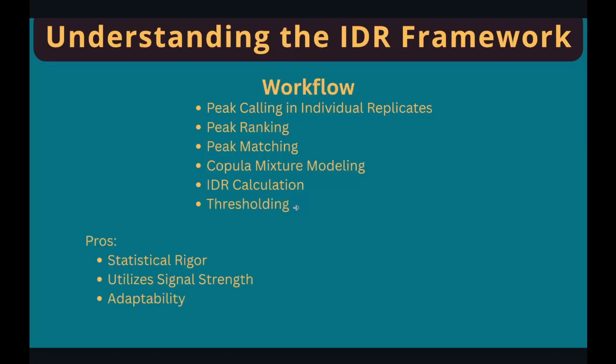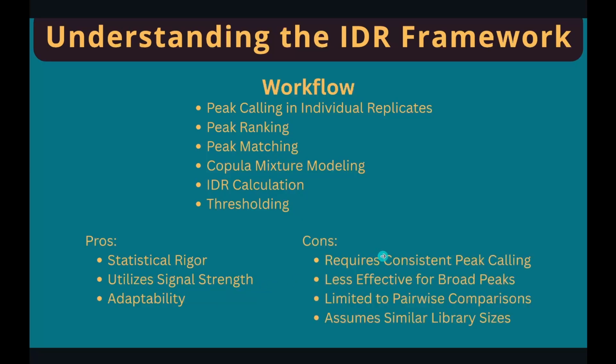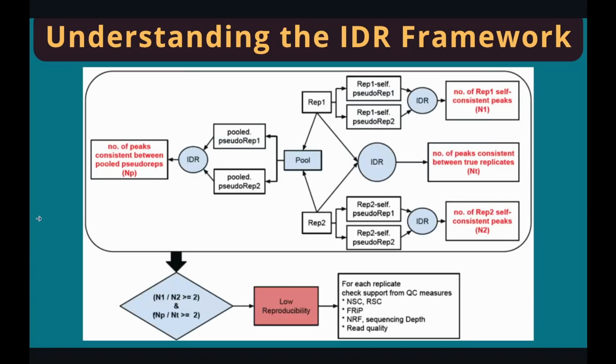The pros of using this framework are its statistical rigor, and it uses signal strength. Of course, there are cons. This method requires consistent peak calling. That means the peak calling tool must be the same, and it's less effective for broad peaks, and it only works on paired comparisons. That means it only works on 2 replicates. But what if you have more than 2 replicates? I'll show you later.